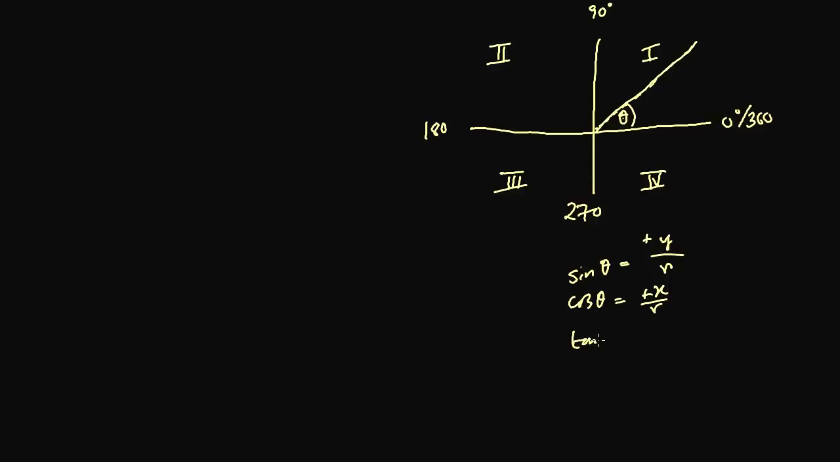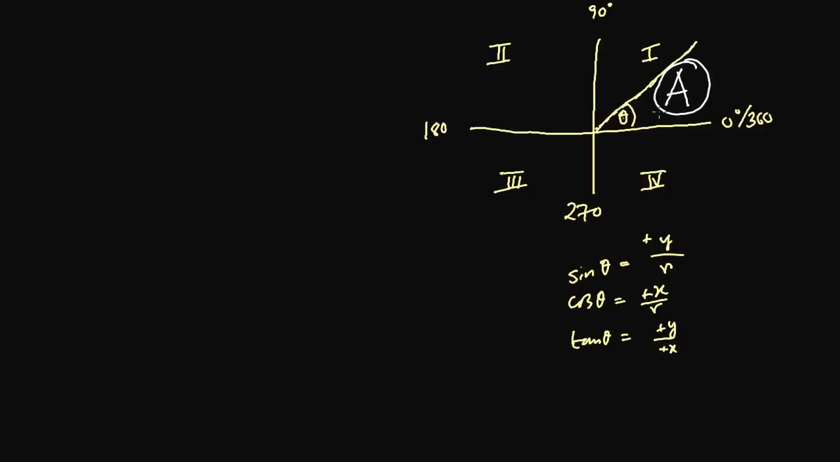If we have tan theta, if you remember, it is sine theta by cos theta, that means both are positive, opposite by adjacent, opposite is y, adjacent is x. So in the first quadrant, if we take the right angle triangle, we can say that everything here is positive. So we can say all positive: sine, cos, tan, all positive.